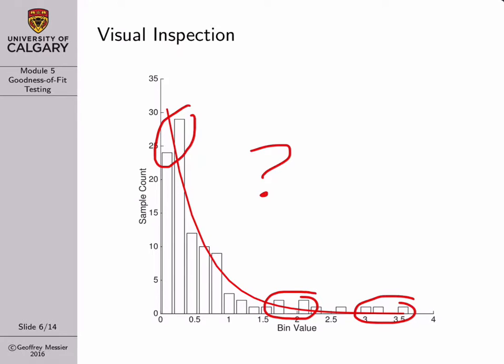So there are two problems with visual inspection. One is, it's not really mathematically rigorous. It is still a judgment call. The second problem is it's very difficult to automate.